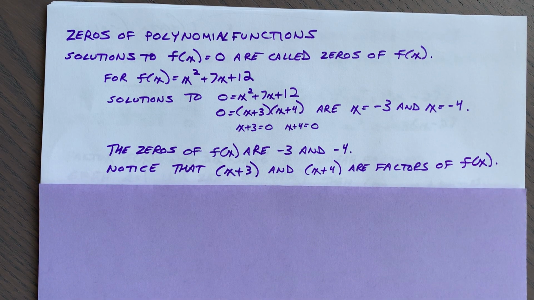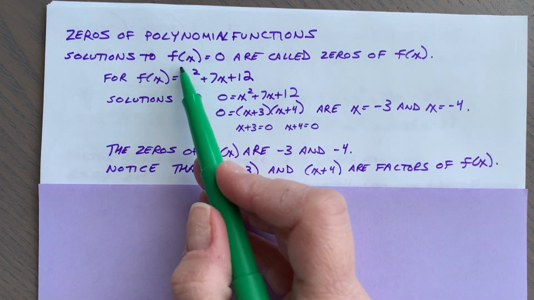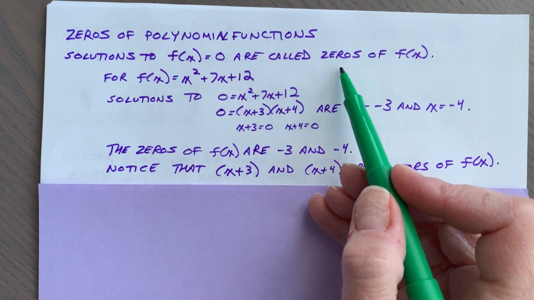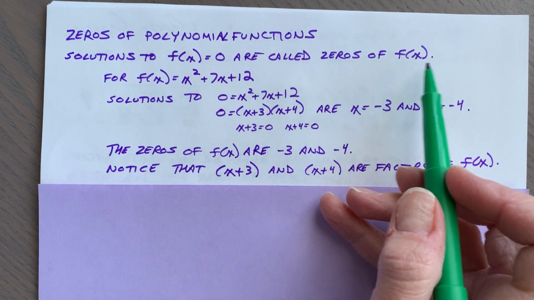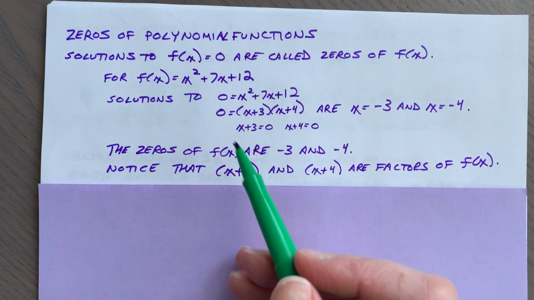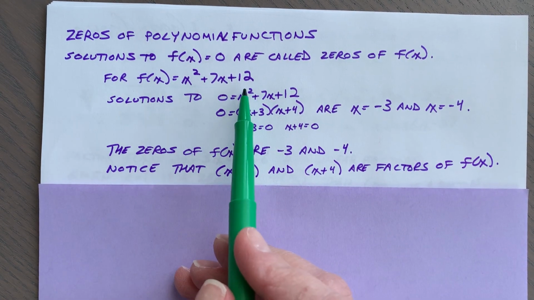For a polynomial function f of x, solutions to f of x equals 0 are called zeros of f of x. So this is how we can find zeros of our polynomial function. Here's an example with a quadratic polynomial function.